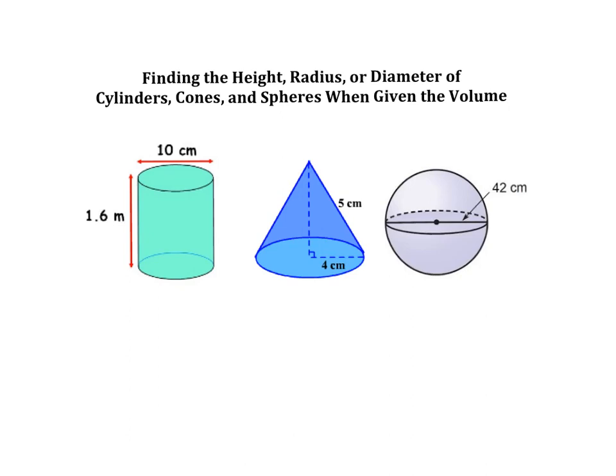In this video, we will be finding the height, radius, or diameter of cylinders, cones, and spheres when we're given the volume. We've already found the volume when we're given the height and the radius, and now we're going to be looking for the radius or the height when we're actually told the volume to begin with.